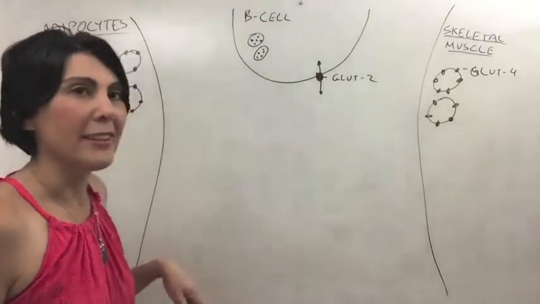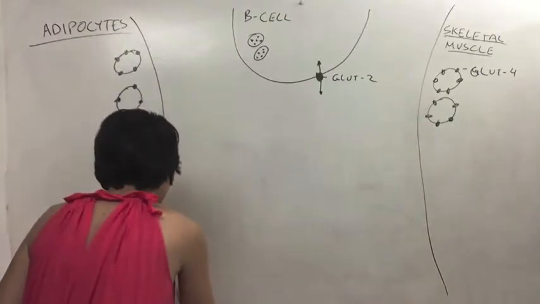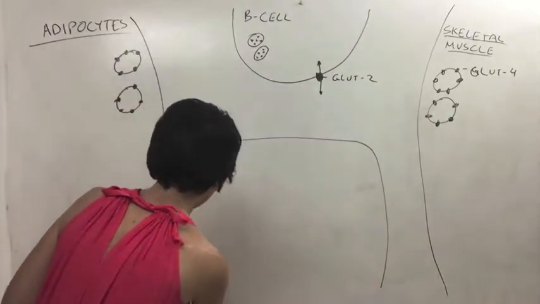Okay, and finally, the last cell that's responsible for storing glucose is liver cells, or hepatocytes. So we'll draw those here.